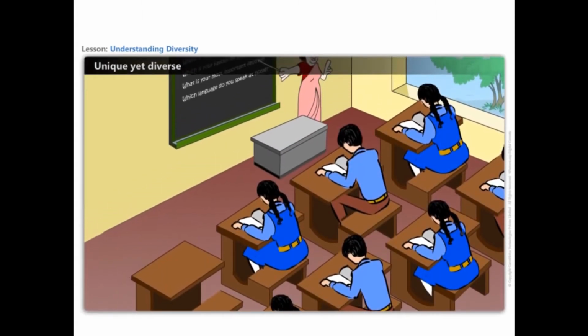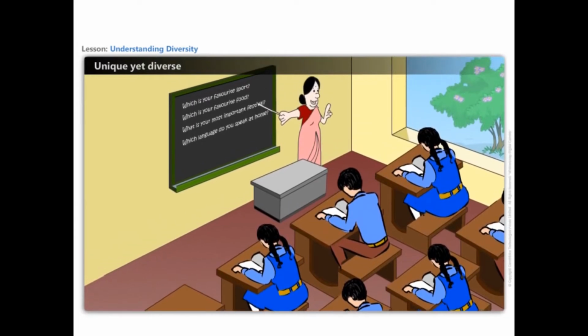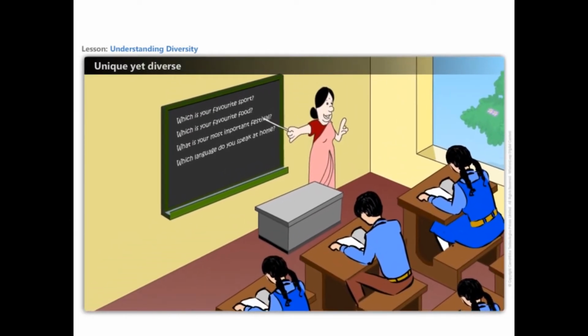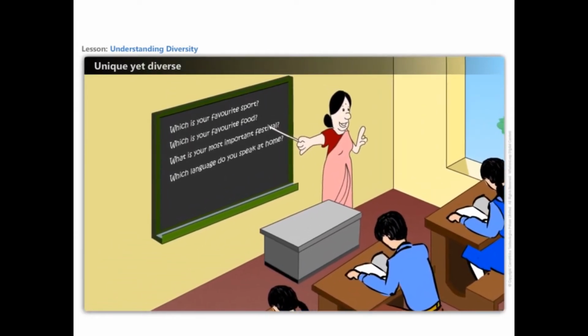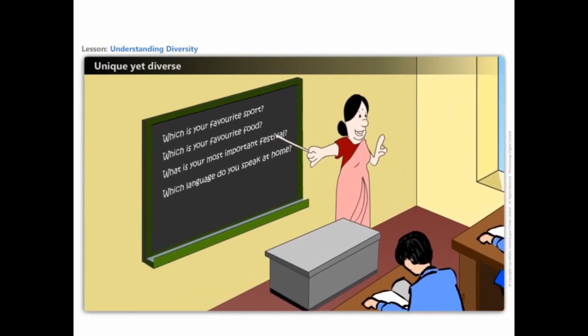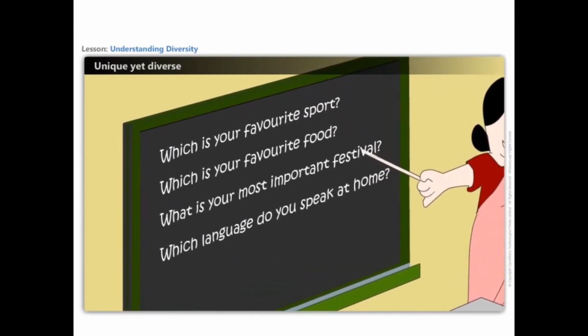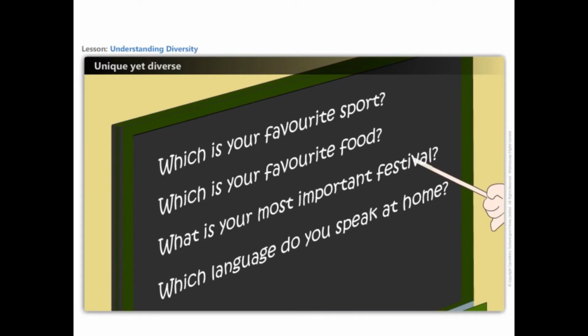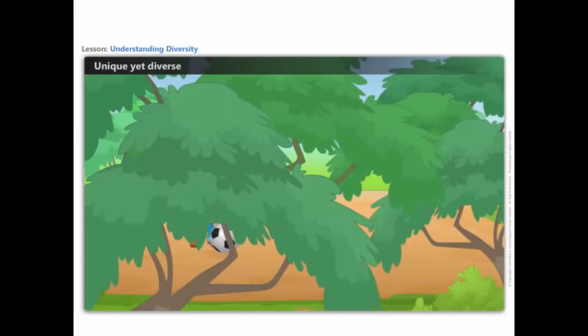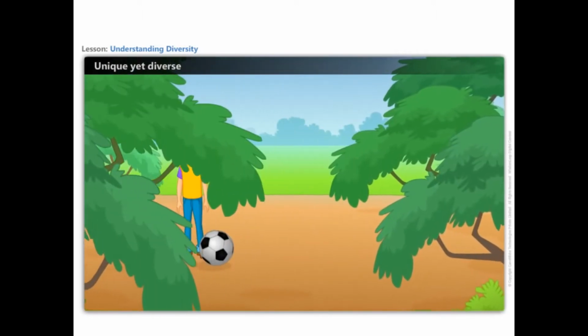Sam's teacher has given a small project in the class. She has written a few questions on the board, and all students have to give their answers. The questions are: which is your favorite sport? Which is your favorite food? What is your most important festival? Which language do you speak at home? Now, let us see some of the answers.